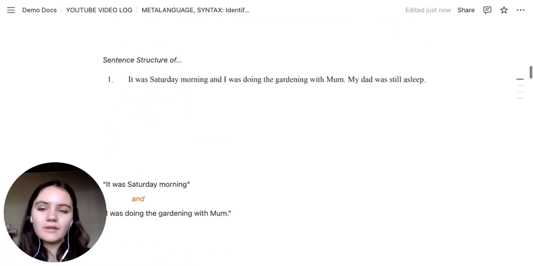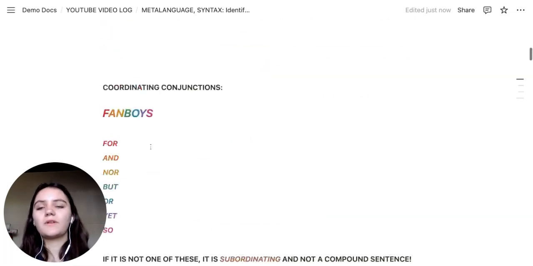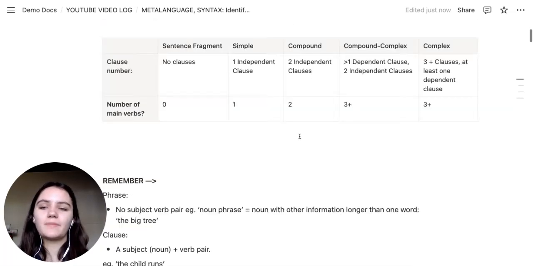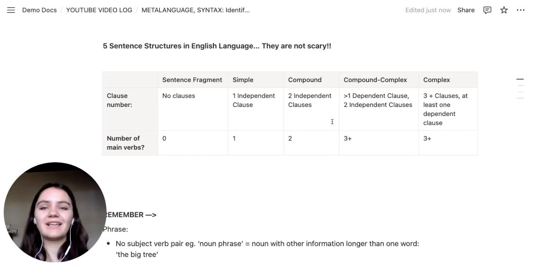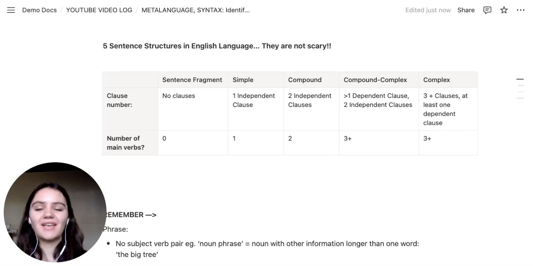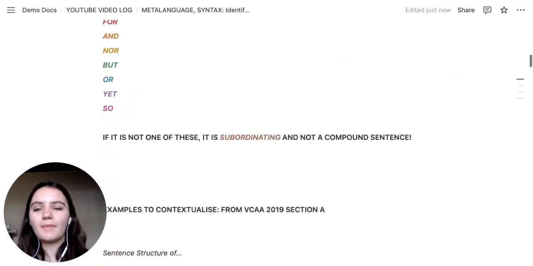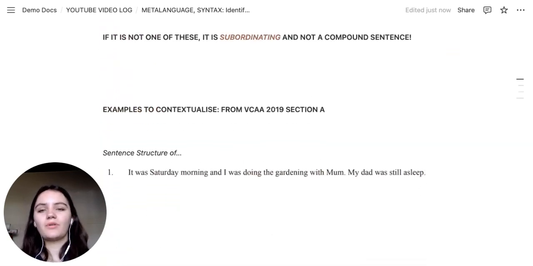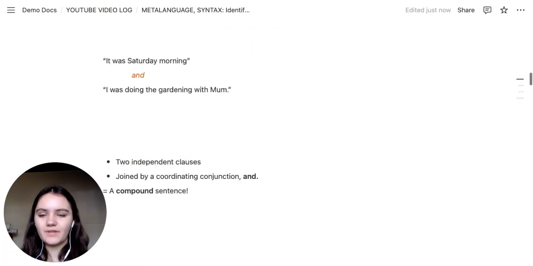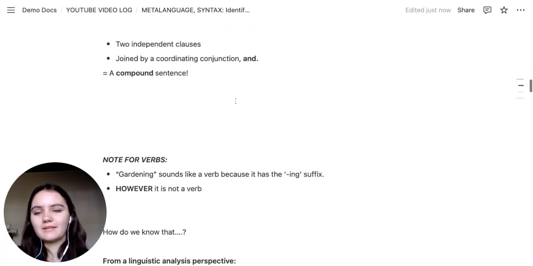Now, that one should be relatively straightforward, just refreshing our use of fanboys, our use of potentially this table. I highly recommend you use it, print it out, laminate it, carry it around with you if it helps you remember what you're looking for, especially when you get into syntactically more complex structures. So we have a compound sentence.